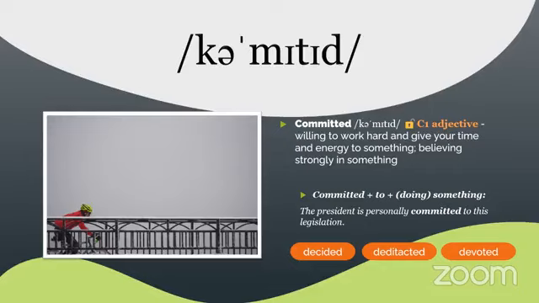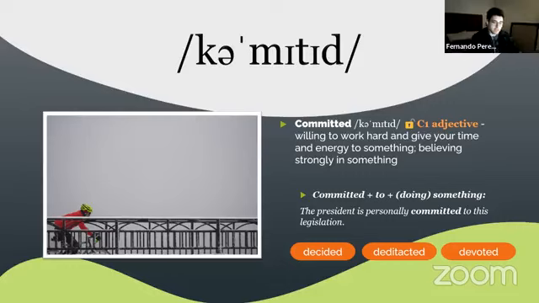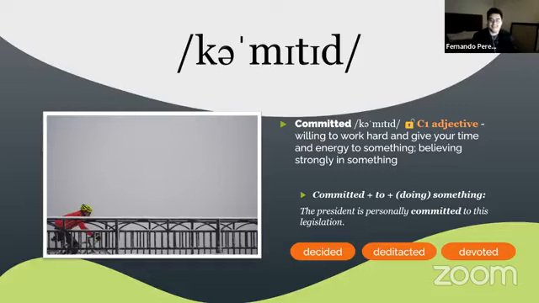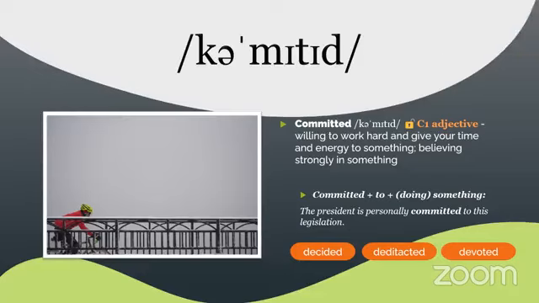The president is personally committed to this legislation. Right? Do you understand it? It's similar to the last word, but it is an adjective. Commit is a verb, and this is an adjective. Very similar to what happens with certain and certainty. They look very similar, but they are different families.